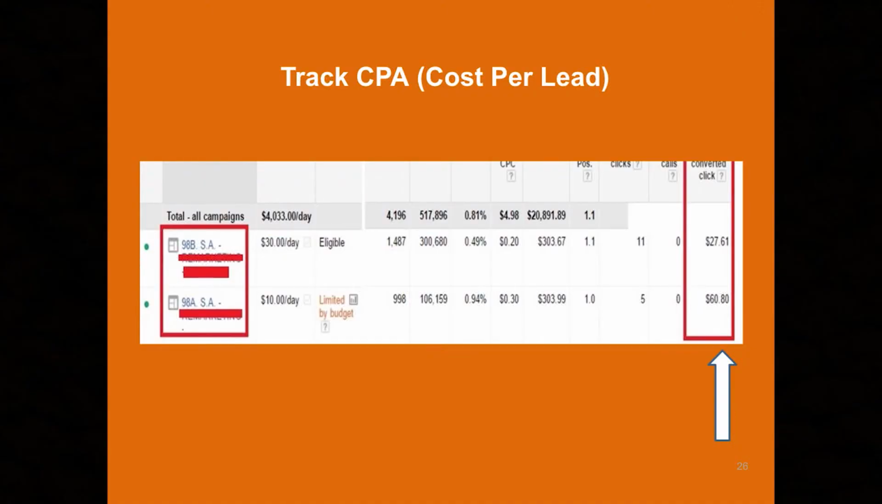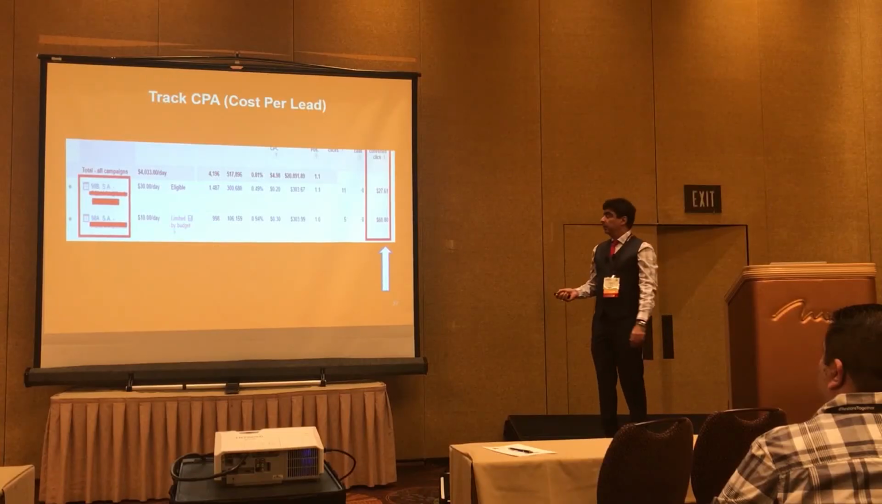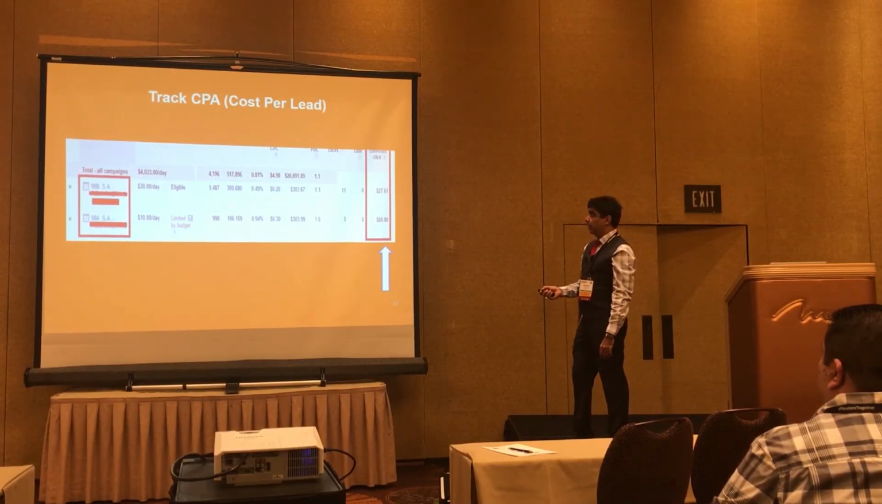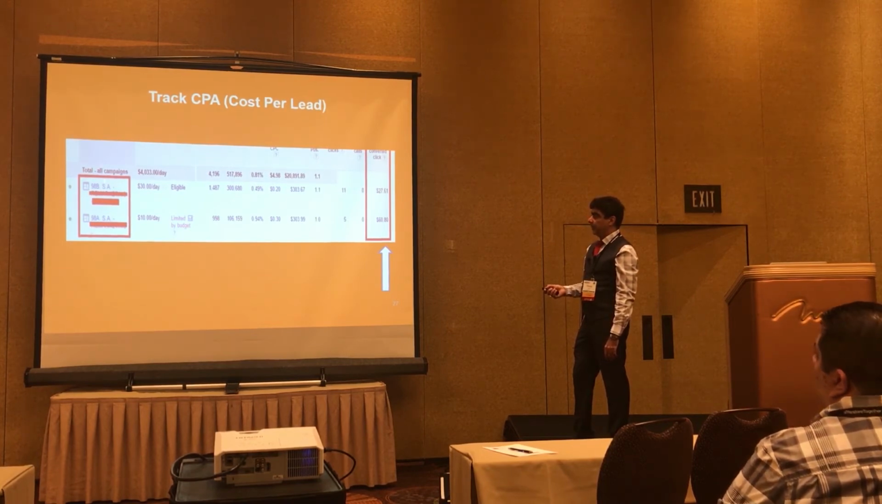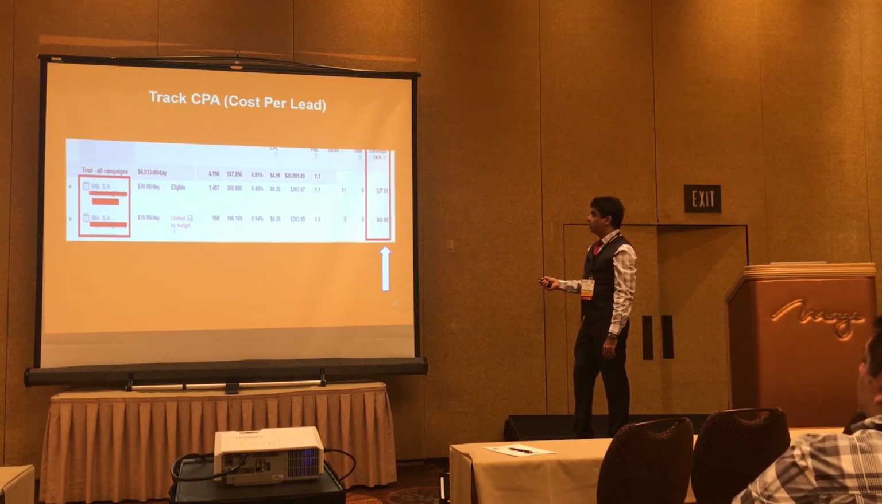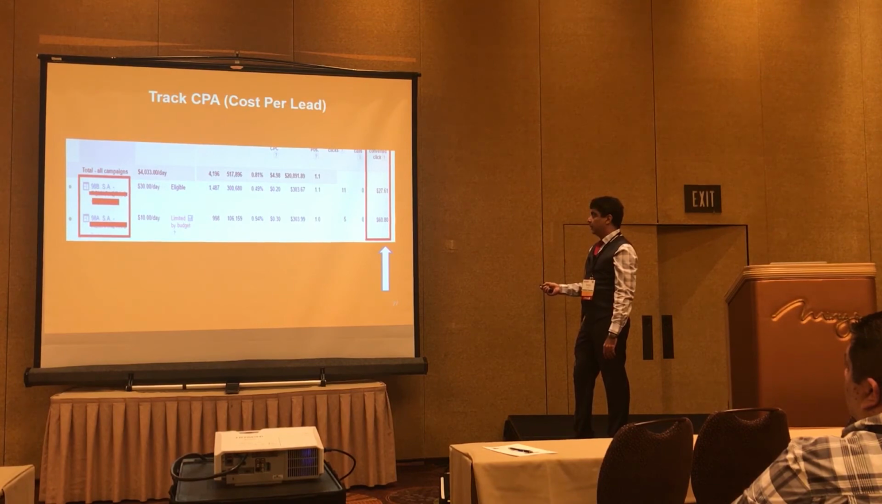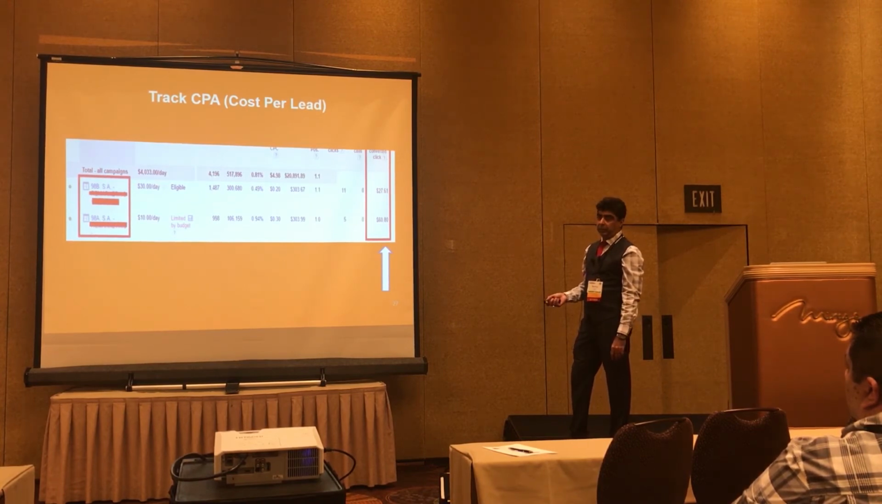Track cost per lead in your AdWords account. Please do that. For example, in this case, there's two campaigns running side by side. One has a cost per lead of $27.60. One has a cost per lead of $60. If you're not tracking this, you might think this campaign is doing better or that campaign is doing better. You really have no way of finding out which campaign is doing better.